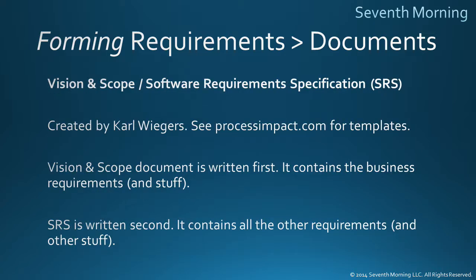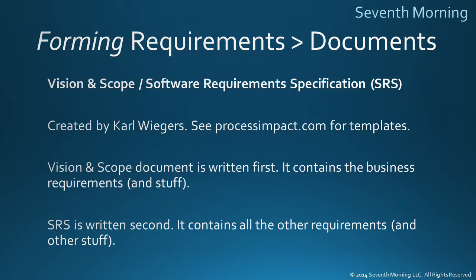All right. The first set of templates we'll cover was actually created by Karl Wiegers in his book Software Requirements. I was talking about that one before. It's a great book. They're also available for sale on his website, which is processimpact.com. There are two documents that Wiegers prescribes, and those are the Vision and Scope document and the Software Requirements Specification, or the SRS. This was actually the first set of documents that I started using when I was just getting going in business analysis myself.